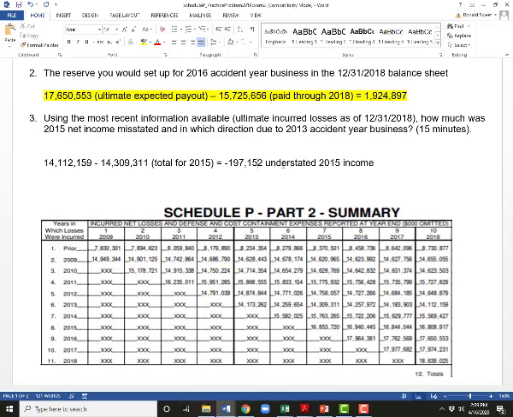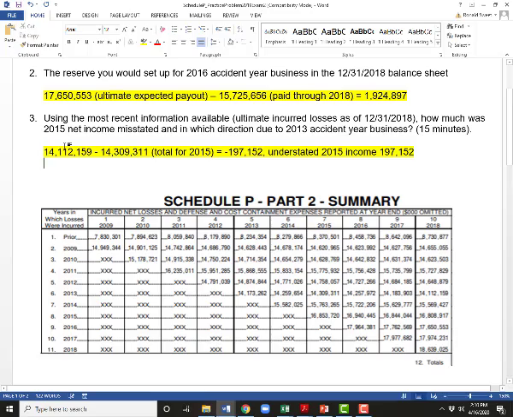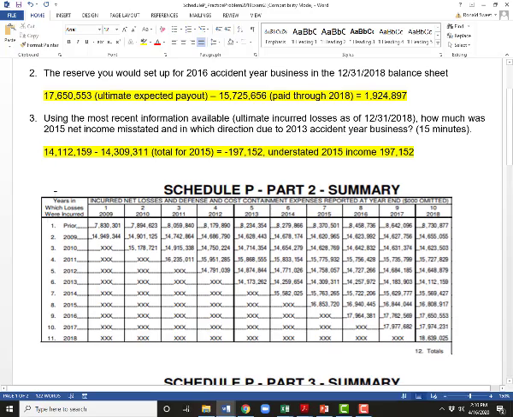So just to make it clear, I don't want you to think we understated 2015 net income by negative 197, but 197,152 is how much we understated 2015 income, because our expected losses were 197,152 higher than what we think today. Obviously, that'll change again next year. But hopefully these make sense.